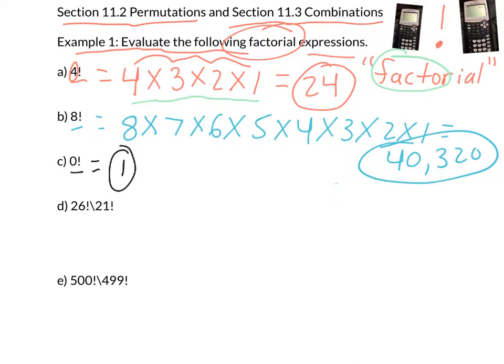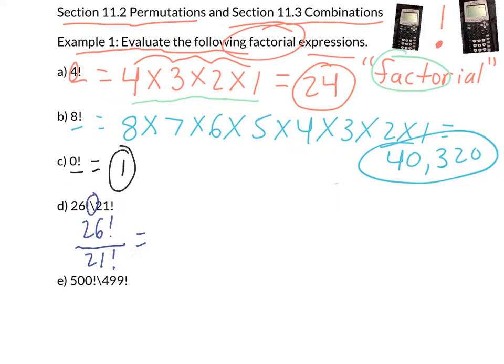Looking at D, they also want us to divide factorials. So D says to do 26 factorial divided by, so they're going to probably use a fraction bar for division, same thing, divided by 21 factorial. It's good to know how to do this longhand because for some of these types of questions, the graphing calculator is not going to cooperate. To do this longhand, we have to know what factorial means.